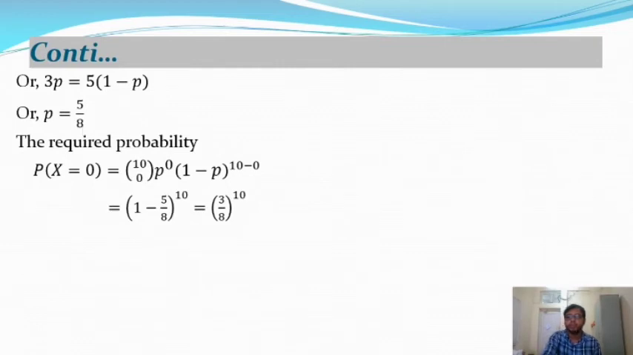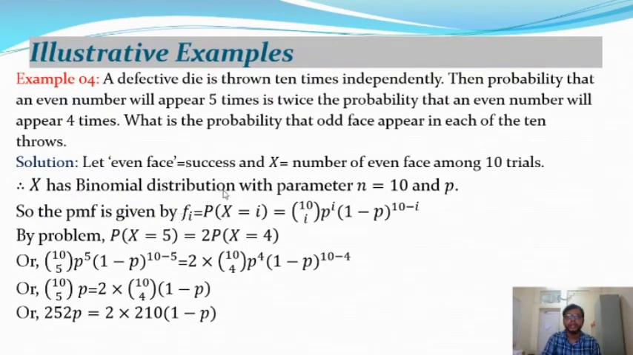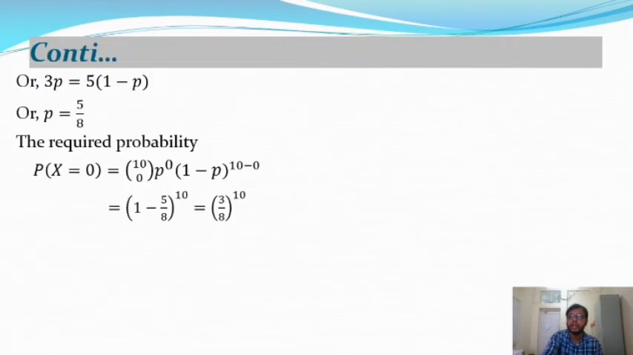So the required probability, that means we are going to find the probability that the odd faces appear in each of the 10 rolls. So odd face does not appear in that case. So that is, we are going to find the probability of x is equal to 0. And this is equal to 10C0 p to the power 0 into 1 minus p whole to the power 10 minus 0, where n is the number of trials and p is the probability of success.